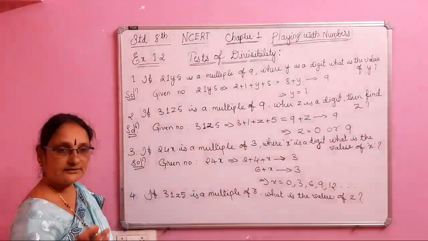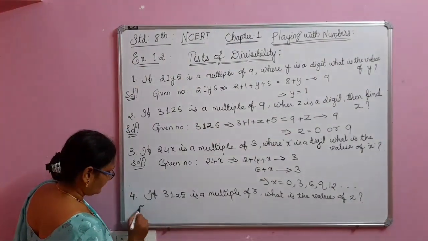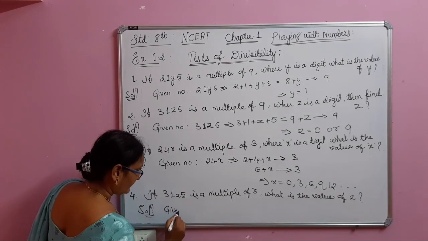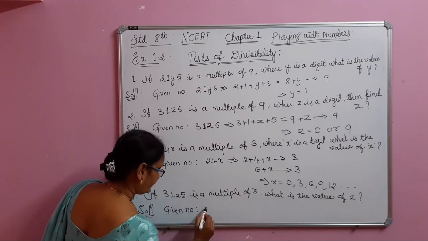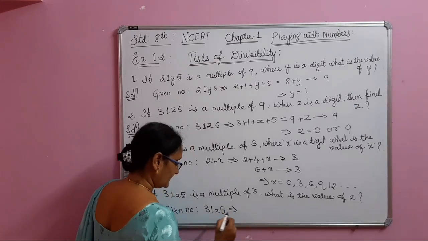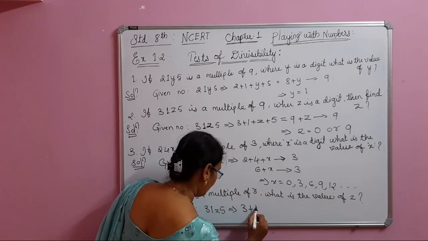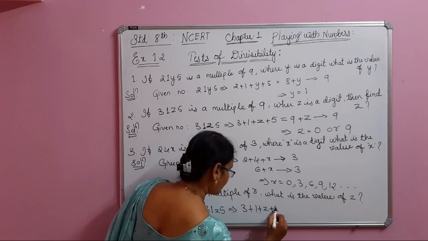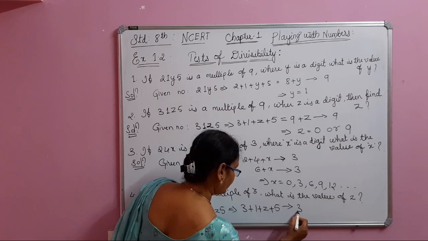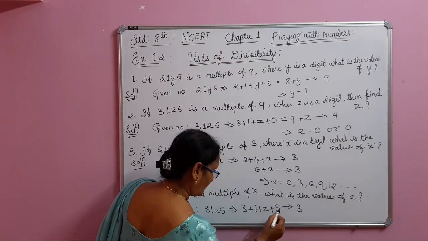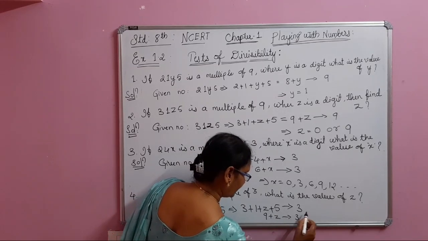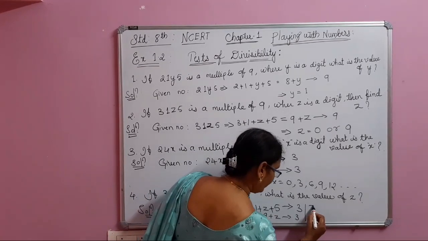See, again the same method. Solution. Given number 31z5. What is the method? Sum of the digits, that is 3 plus 1 plus z plus 5 is divisible by 3. That is 3 plus 1 is 4. 4 plus 5 is 9, plus z is divisible by 3. Then what may be the z value?